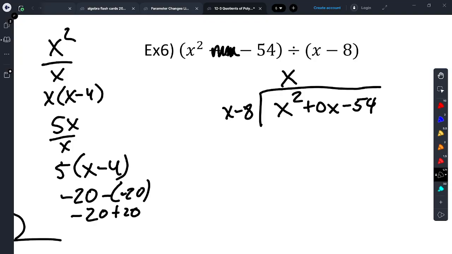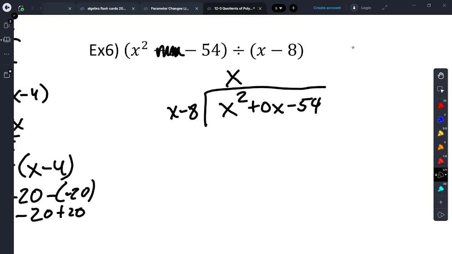Because now we can say x squared divided by x minus 8 goes in x times, yeah? Technically, it's one spot over. Don't care. What do I do? I do x times x minus 8. That should be real easy to do. What is this? X squared minus 8x.